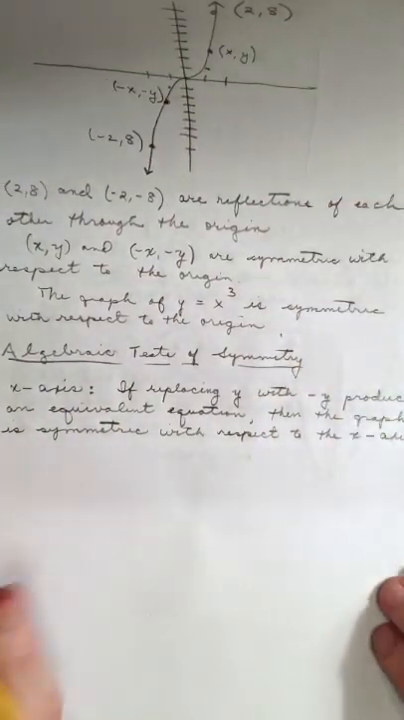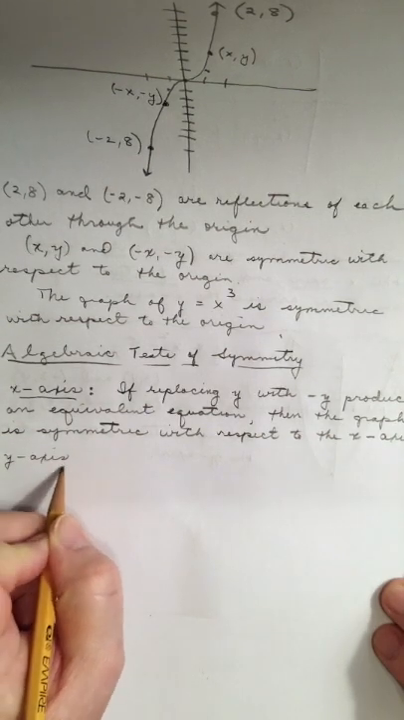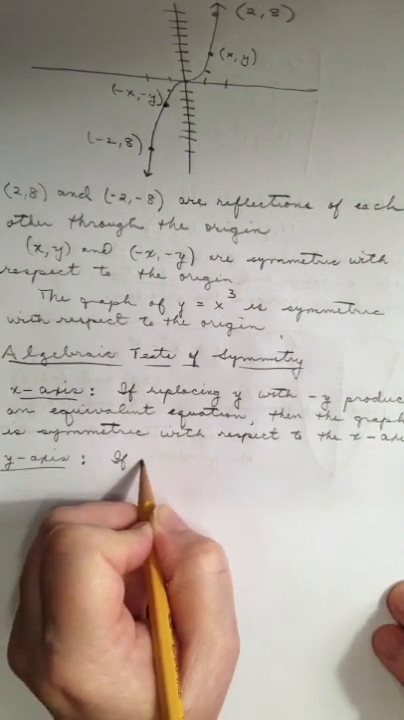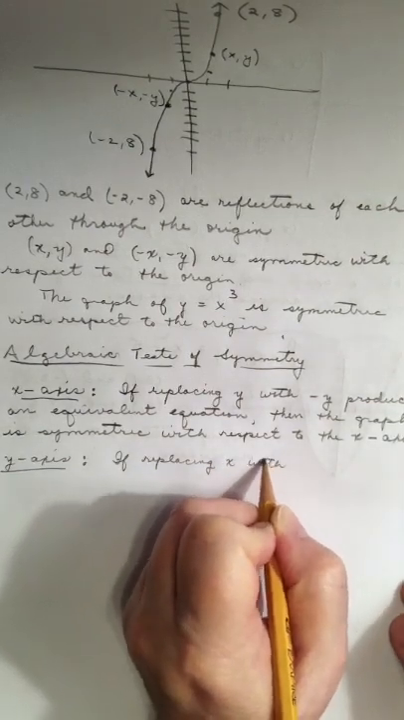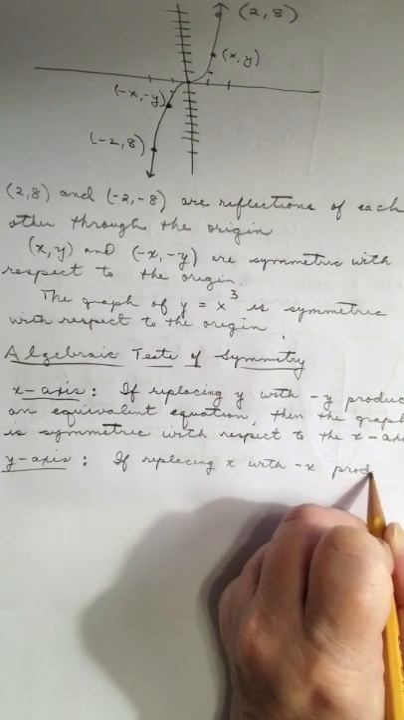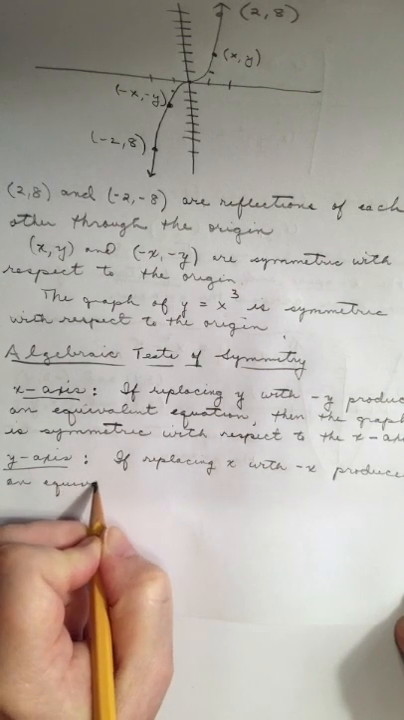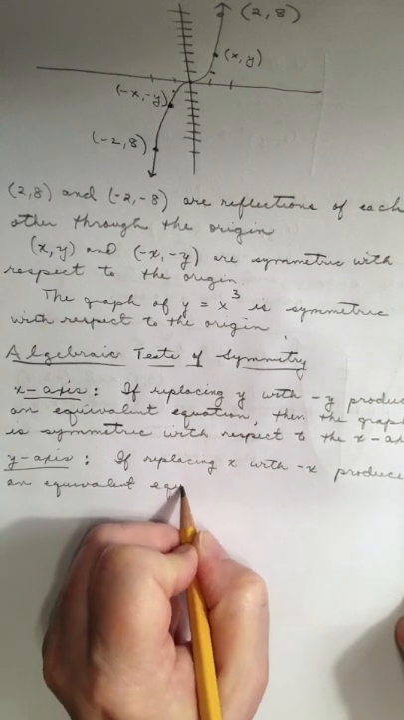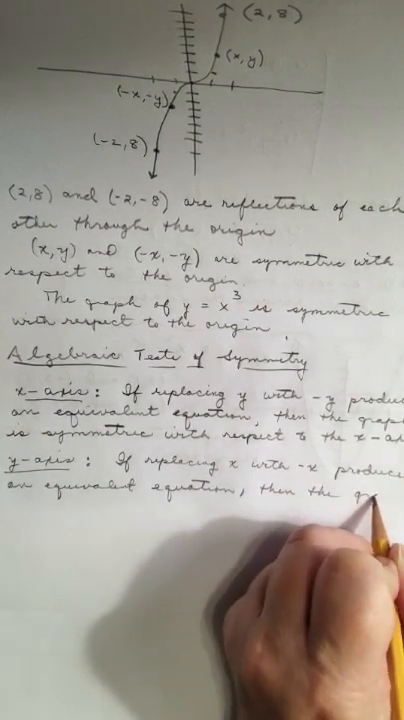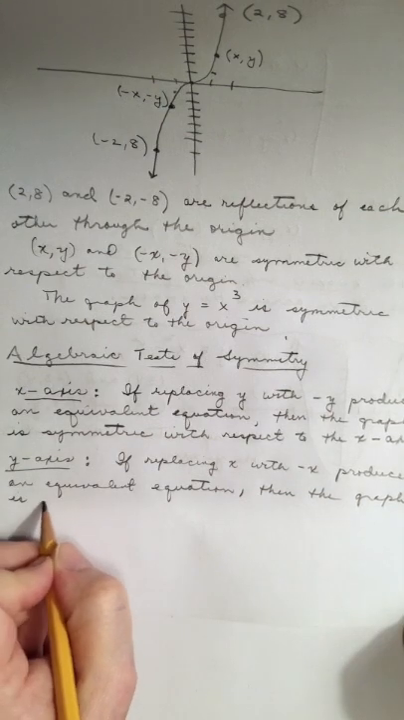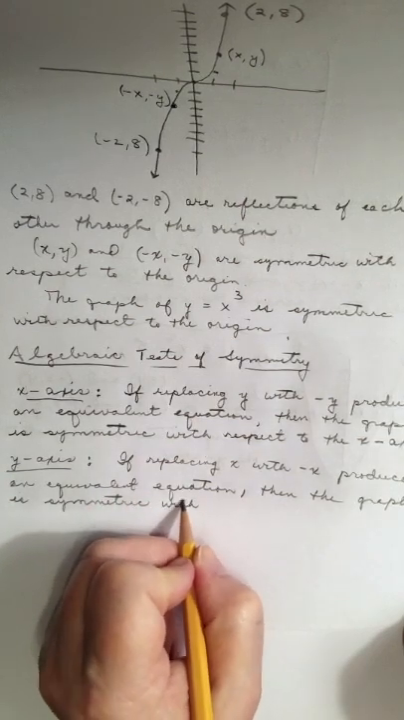And then similarly, for the y-axis, if replacing x with -x produces an equivalent equation, then the graph is symmetric with respect to the y-axis.